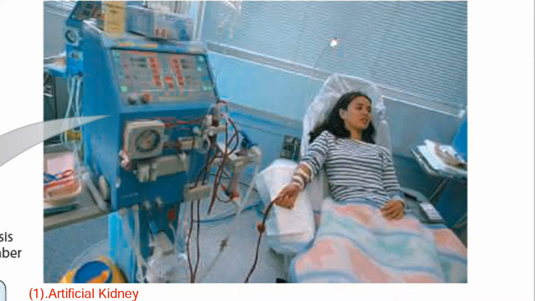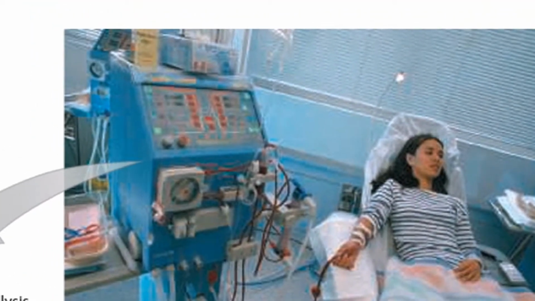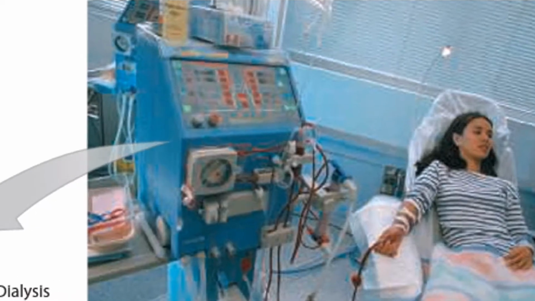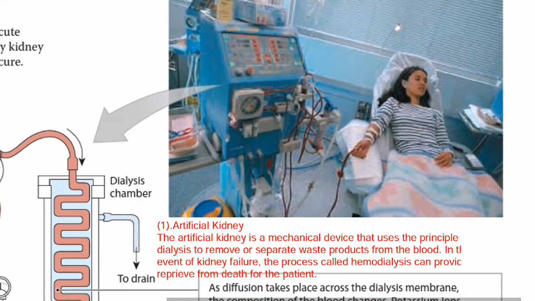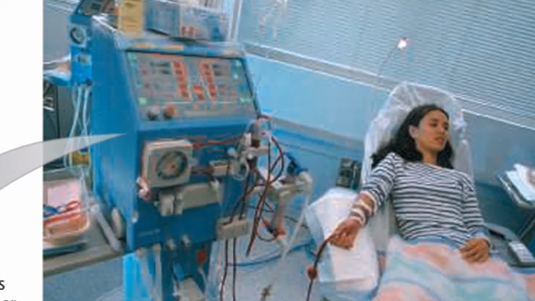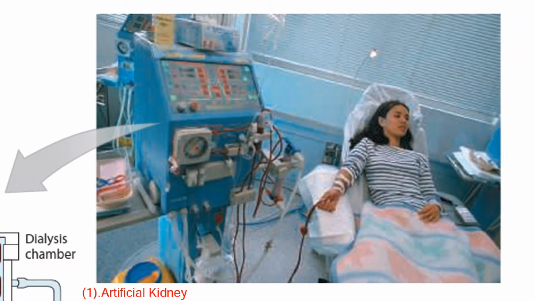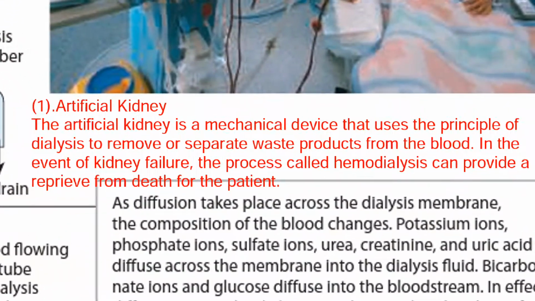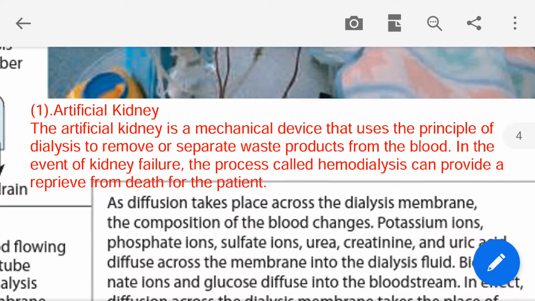So now in this case, the patient is attached to the artificial kidney for the removal of waste material from her blood. Here, just close to the patient, the artificial kidney is shown, and in this artificial kidney, the hemodialysis procedure is performed. So what is artificial kidney?